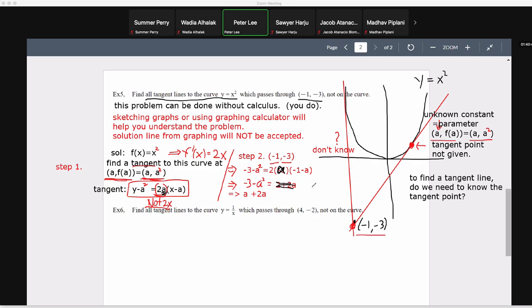That is now going to be -2a. Then let me erase this and write this down. What is this going to be now? We bring everything to this side. So this is going to be a squared.